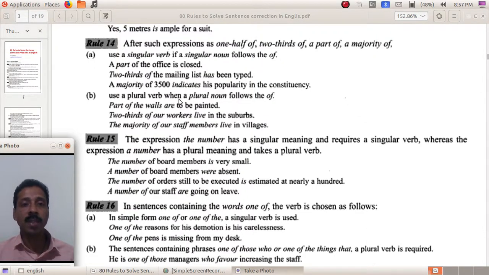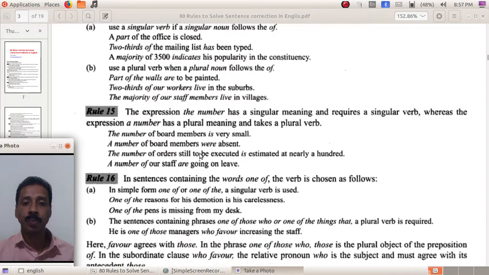So what's the difference here? Here after part of, a singular verb. 2/3, so here also a singular verb. So the verb also is singular. But here part of the walls, plural. 2/3 of our workers, plural. So a plural verb is to be used.